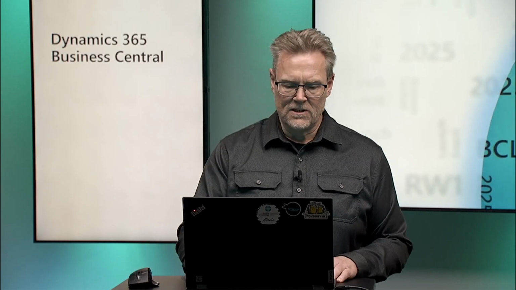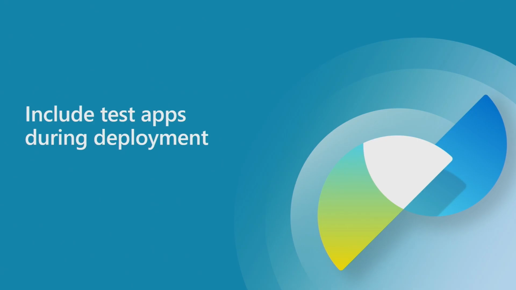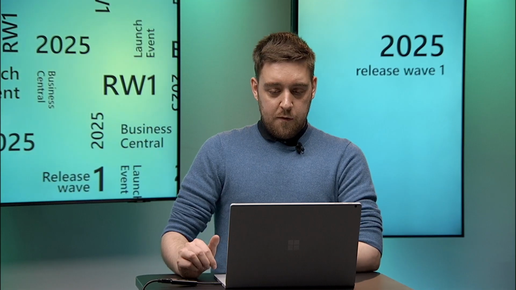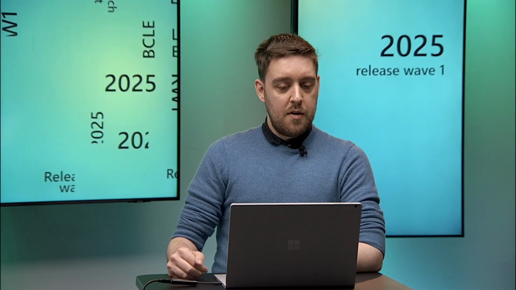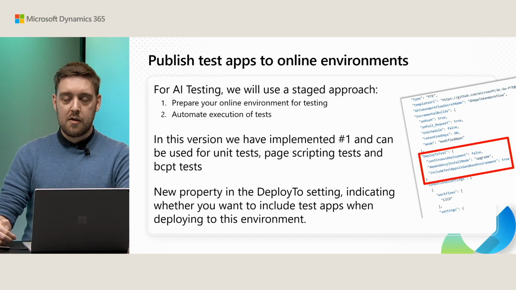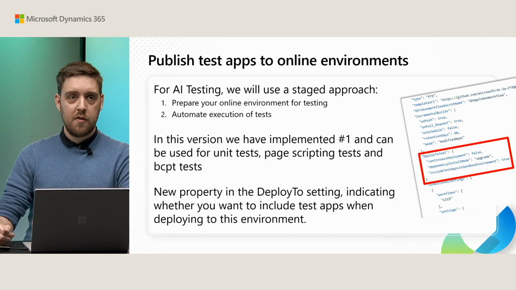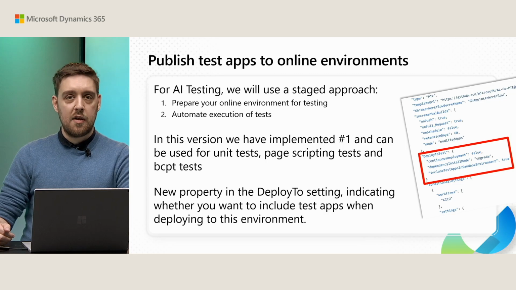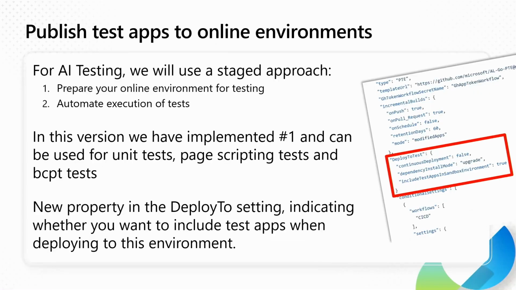With that, next topic is about including test apps during deployment. We have two features we want to support. Number one is deploying test apps, and number two is automatically running tests. For this presentation, we have implemented the first version. And all you have to do is prepare your online environment, which should be a sandbox environment, and then enable this feature in ALGO settings. This is under the deploy to structure, which you have used many times before for your deployments to environments.